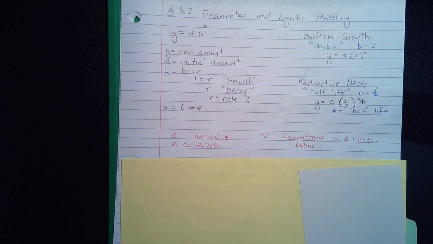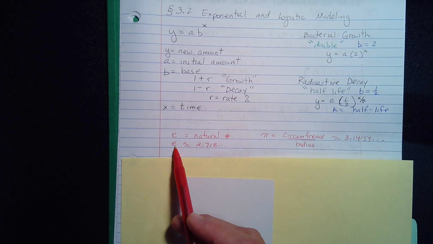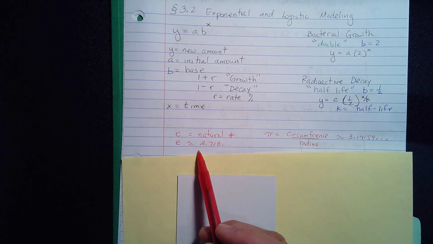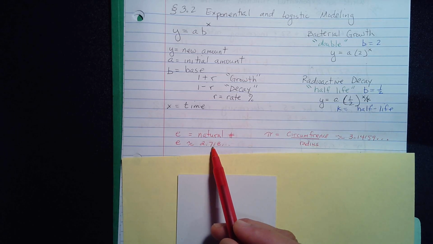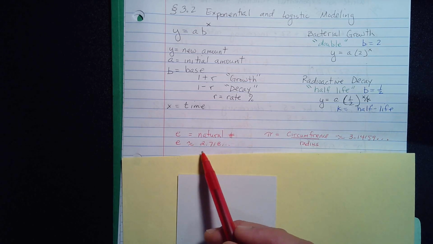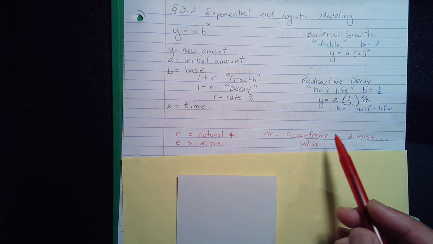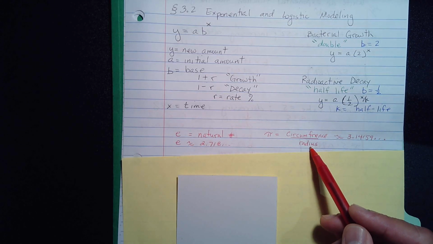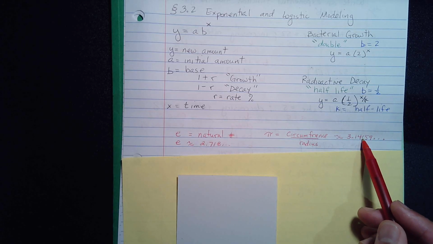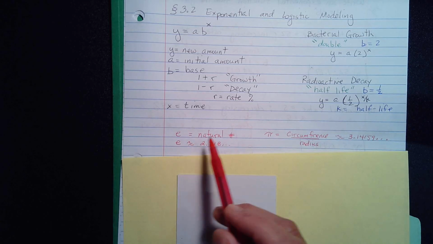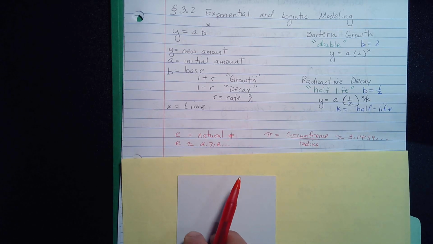Alright, some other terms you're going to see. You're going to see this e. This e is what you call the natural number, and it's approximately 2.718, and it continues. e is similar to pi. Pi is the circumference of a circle to the radius, and that's 3.14159, and it continues. So e and pi, these are what you call transcendental numbers.